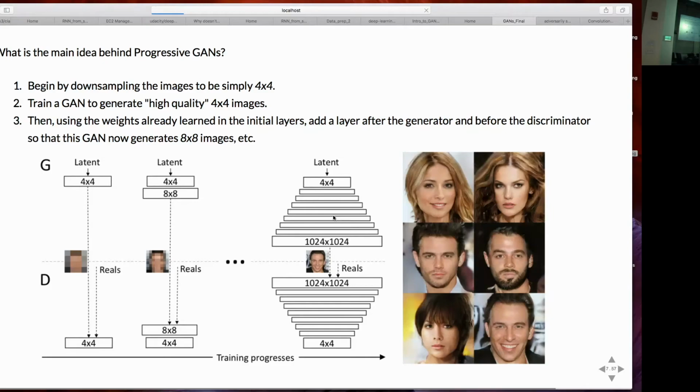Then they got 8 by 8 images. They downsampled the real images to be 8 by 8 pixels. And they used a combination of the GAN that had already been trained to generate 4 by 4 pixel images, and used it to generate high quality 8 by 8 images. And they did the same upsampling to 16 by 16, and they upsampled to 32 by 32, and so on, all the way up to 1024 by 1024. And after 18 days of training, they got these photorealistic images.